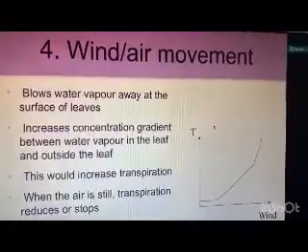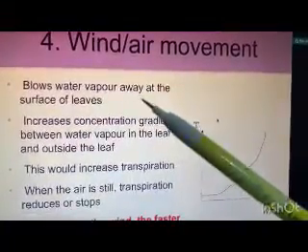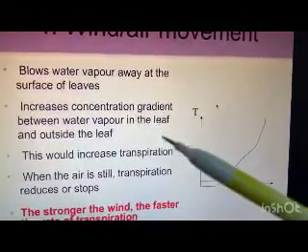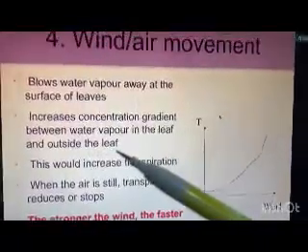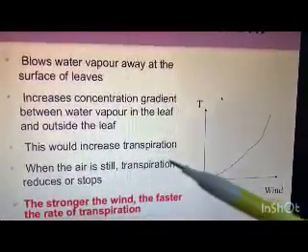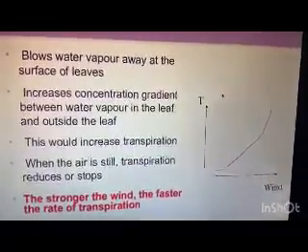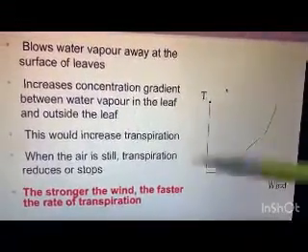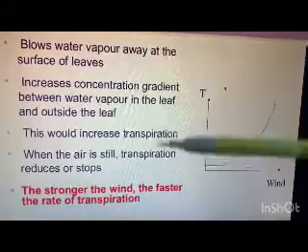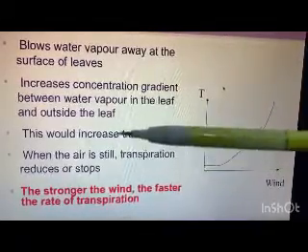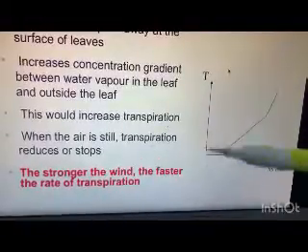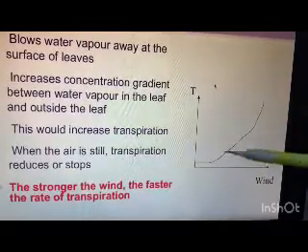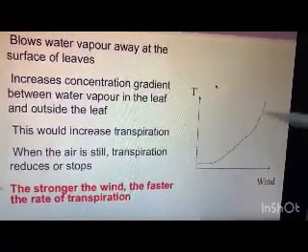Number 4 is wind or air movement. It blows water vapors away at the surface of leaves and increases the concentration gradient between water vapors in the leaf and the outside of the leaf. This would increase transpiration. If the air is still, not moving, transpiration reduces or it just stops. The stronger the wind, the faster the rate of transpiration.